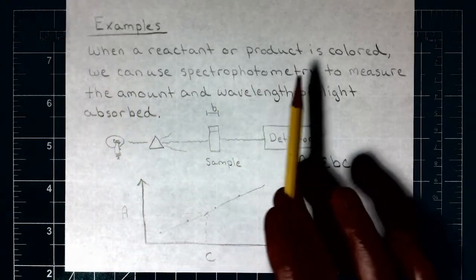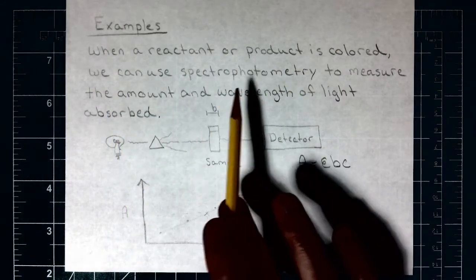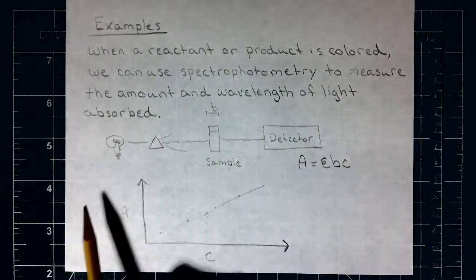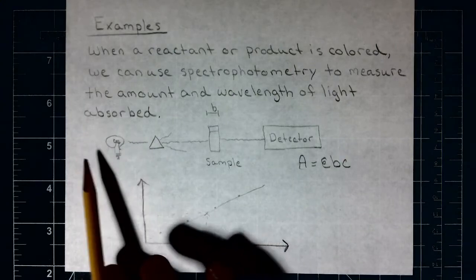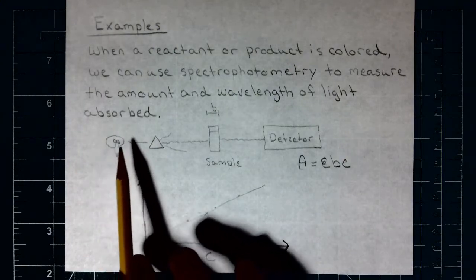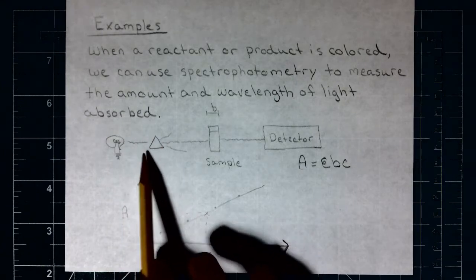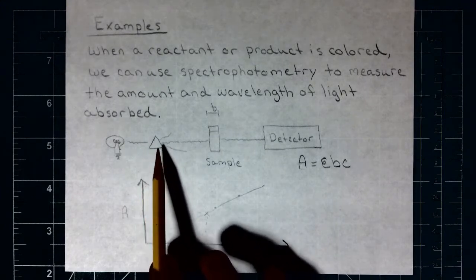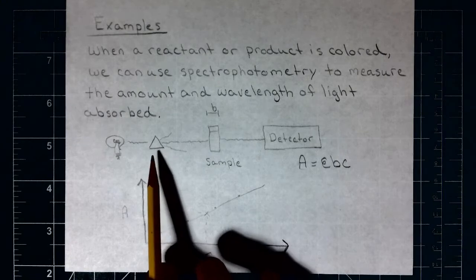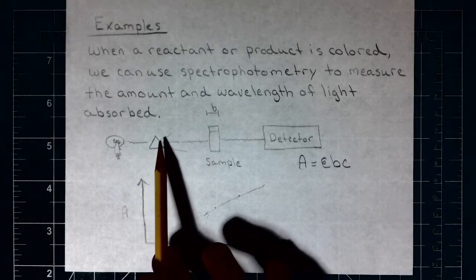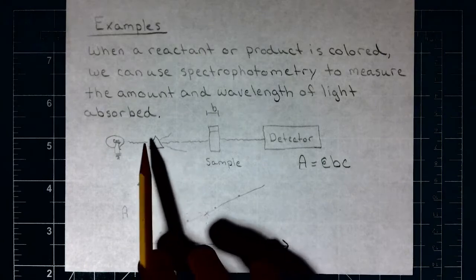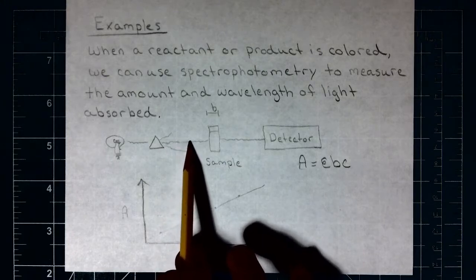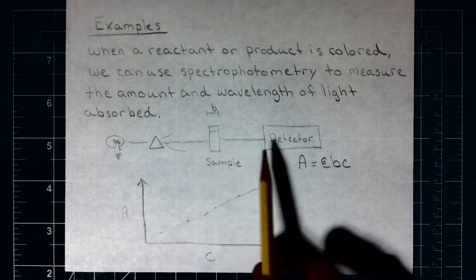So when a reactant or product is colored, we can use spectrophotometry to measure the amount and wavelength of light absorbed. So in a spectrophotometer, we have like a light source. It's going to go to something we call a monochromator. And you can think of that kind of like a prism. It's actually a more sophisticated device these days, but what it's going to do is it's going to separate out the different frequencies of light and allow us to pick a single narrow band frequency to channel into our sample.